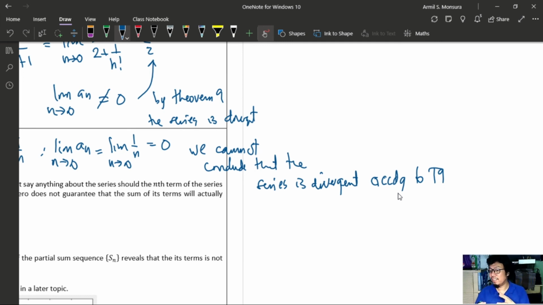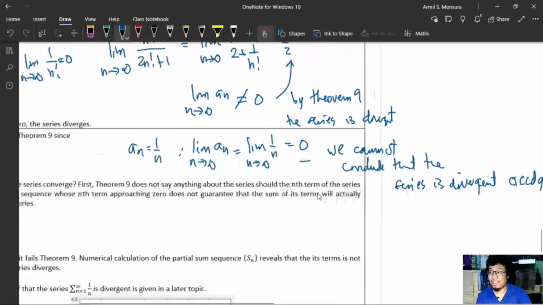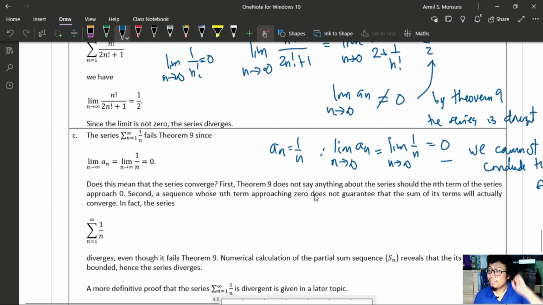We cannot use theorem 8 to say that the series is convergent. Theorem 8 says that if the series is convergent, then the limit of a_n must be 0. It doesn't say that if the limit of a_n is 0, the series is convergent. What we have here is the information that the limit of the nth term is 0, which fails according to theorem 9, and it has nothing to do with theorem 8. So at this point we don't have any idea whether this series is convergent or divergent.